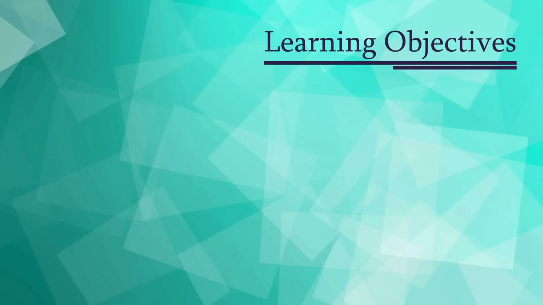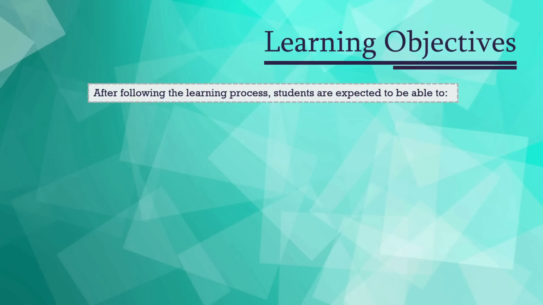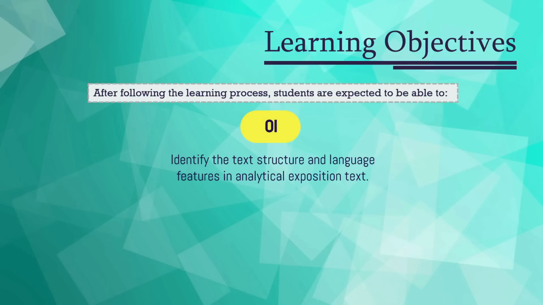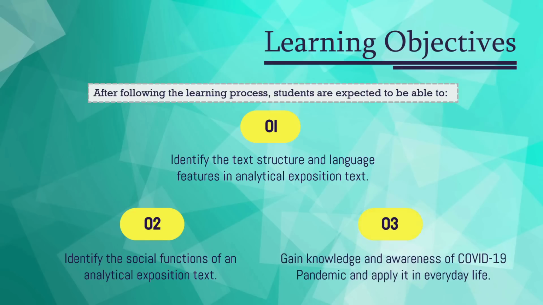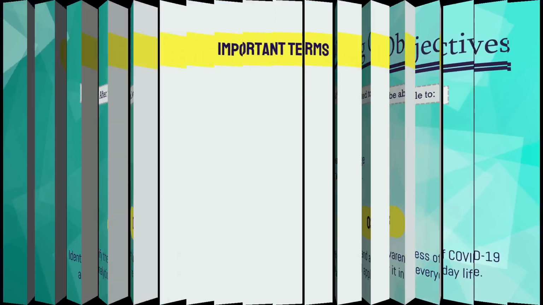Learning objectives. After following the learning process, students are expected to be able to identify the text structure and language features in analytical exposition text, identify the social function of an analytical exposition text, and gain knowledge and awareness of the COVID-19 pandemic and apply it in everyday life.